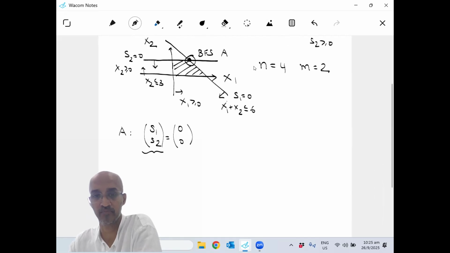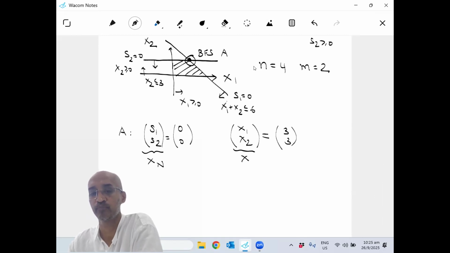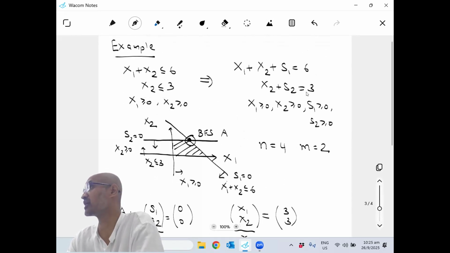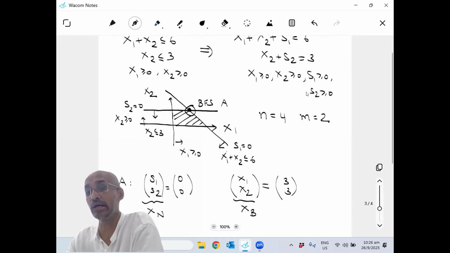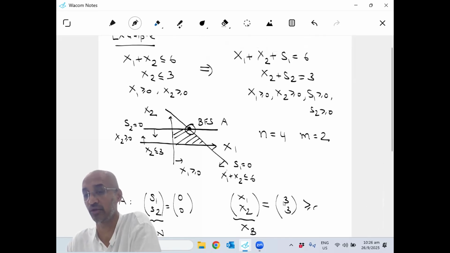This is Xn. My basic variables are X1 and X2, which will take a value in this example of 3 and 3. When I solve these linear equations, I will only get the points 3 and 3. And clearly, at this point, the numbers are non-negative, obviously. So that's a basic feasible solution.